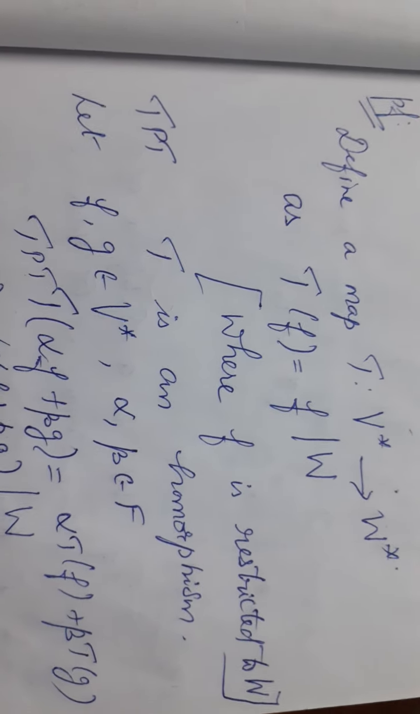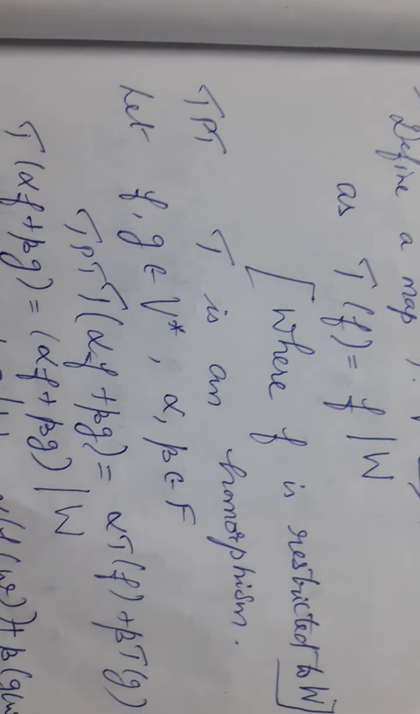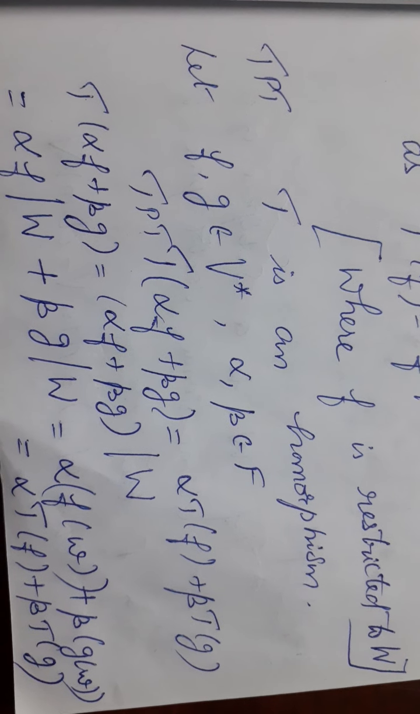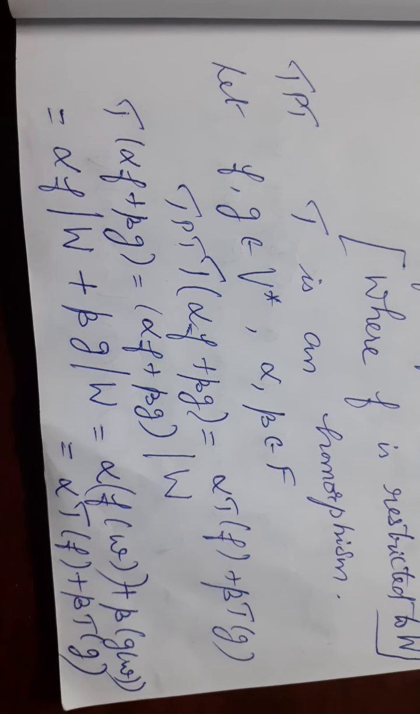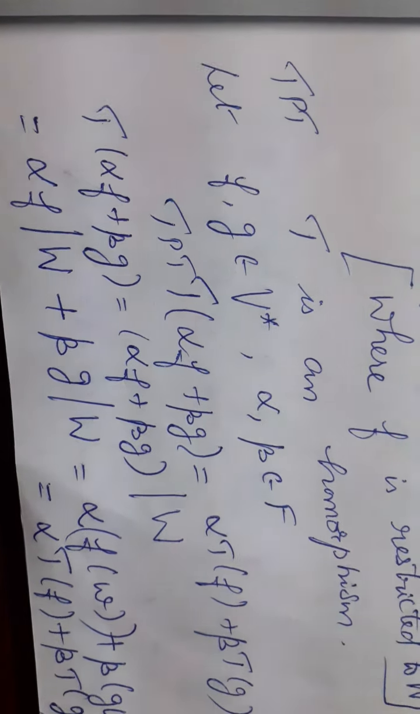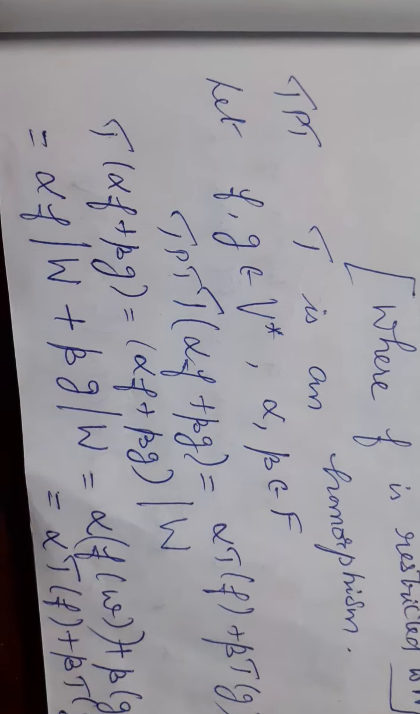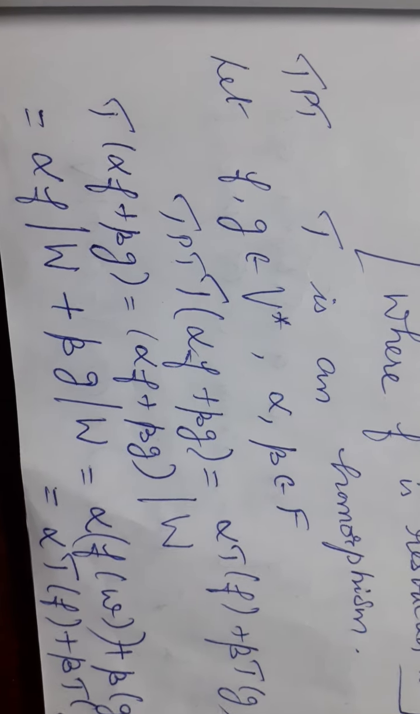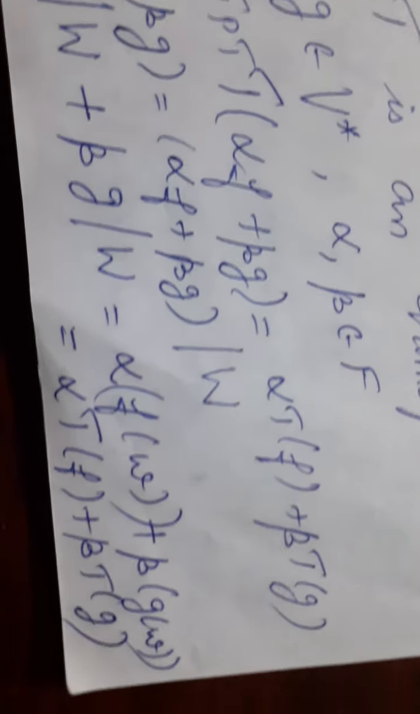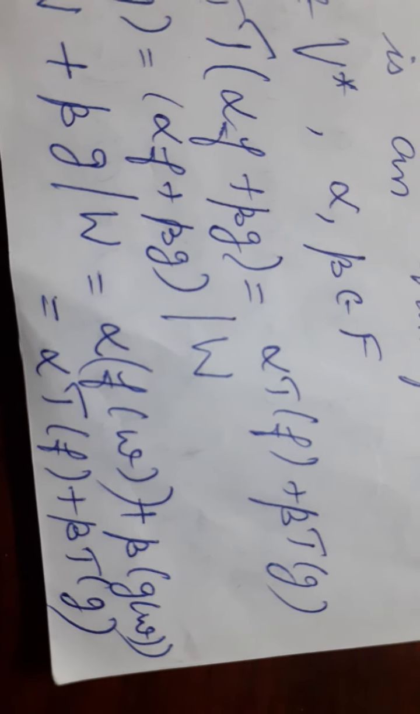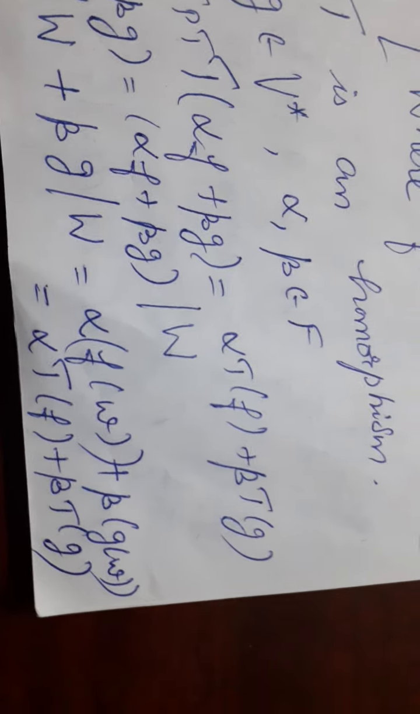For proving that, we are going to take two elements f and g belonging to V star, and alpha and beta belonging to F. We are going to prove T of alpha f plus beta g is equal to alpha into T of f plus beta into T of g. Then we can say T is a homomorphism. So we start with T of alpha f plus beta g, which, from the definition of T, is alpha f plus beta g restricted to W, which is equal to alpha into f restricted to W plus beta into g restricted to W, which can be rewritten as alpha into T of f plus beta into T of g.